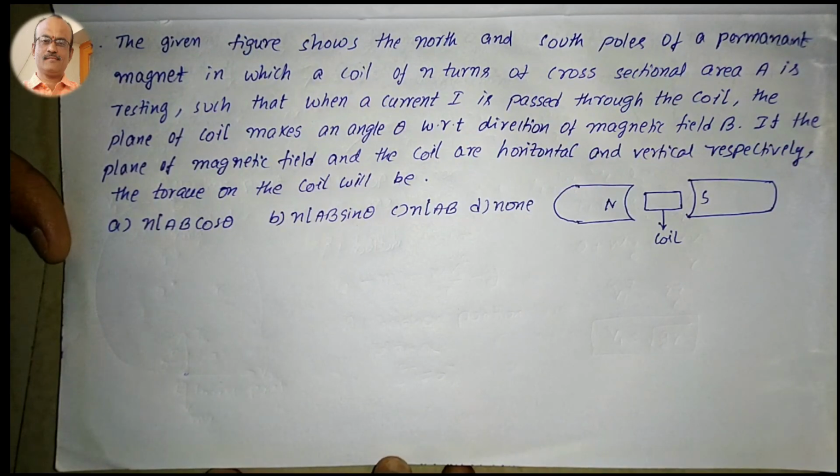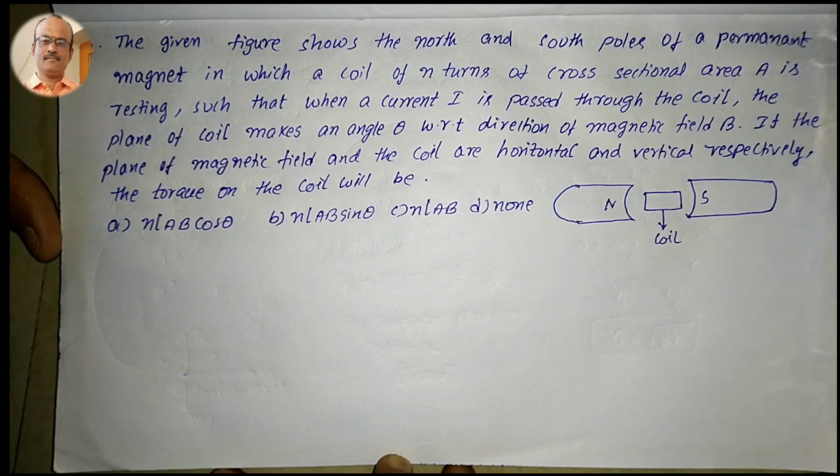Now the question number 10. The given figure shows the north and south poles of a permanent magnet in which a coil of n turns of cross-sectional area A is resting such that when a current I is passed through the coil, the plane of the coil makes an angle theta with respect to the direction of the magnetic field. If the plane of the magnetic field and the coil are horizontal and vertical respectively, the torque on the coil will be how much?